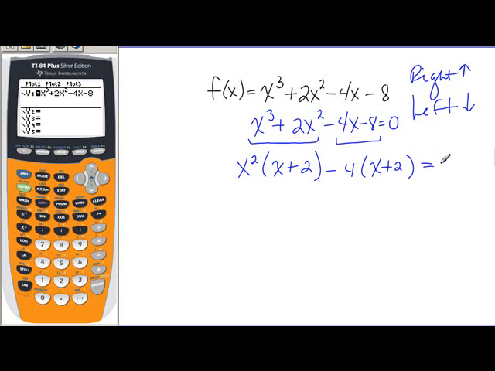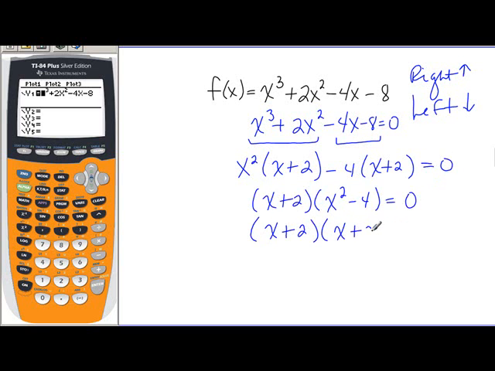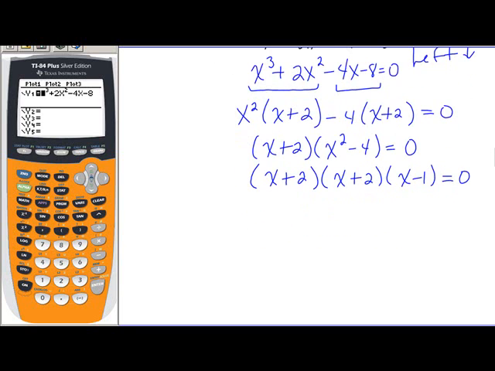Now we have a common factor of x plus 2. And the other factor is x squared minus 4. You're not quite done. X squared minus 4 is the difference of squares. And that will factor as x plus 2 times x minus 2. Now you can write that as x plus 2 quantity squared times x minus 2.